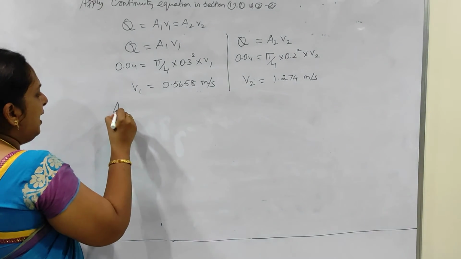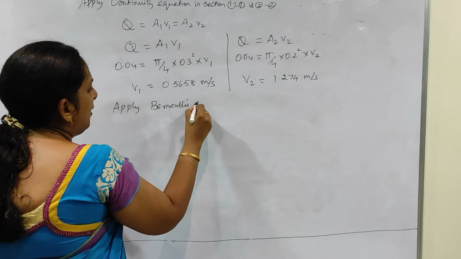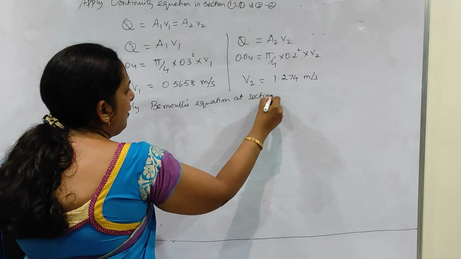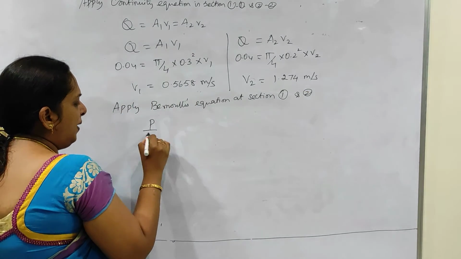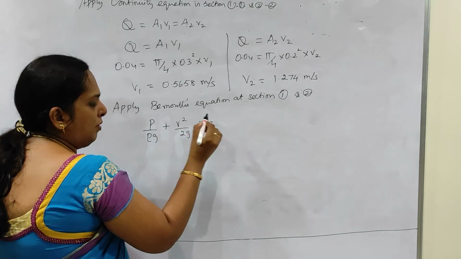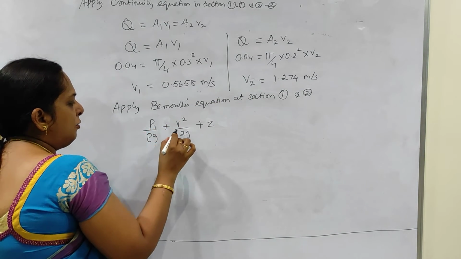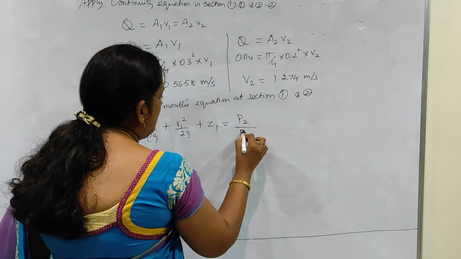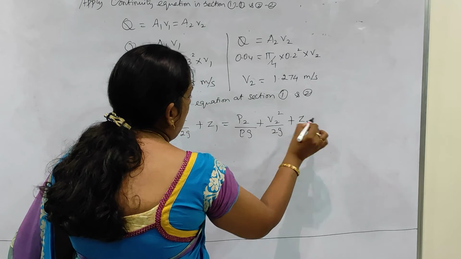Now I am going to apply Bernoulli's equation at sections 1 and 2. What is my Bernoulli's equation? P by rho g plus V square by 2g plus Z is equal to constant. But instead of this, I am applying it at sections 1 and 2. So I am taking it as P1 by rho g plus V1 square by 2g plus Z1 is equal to P2 by rho g plus V2 square by 2g plus Z2.